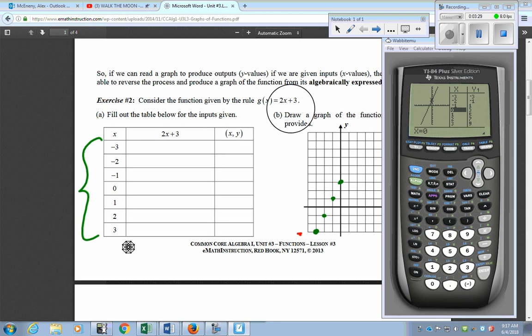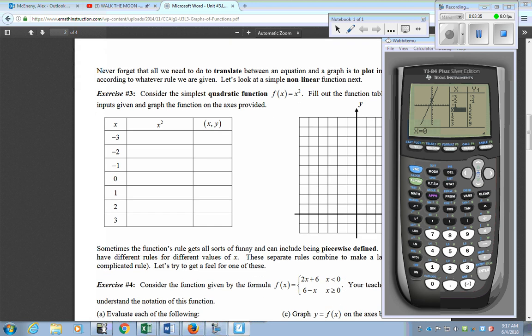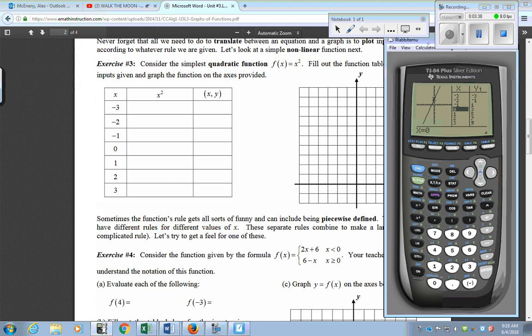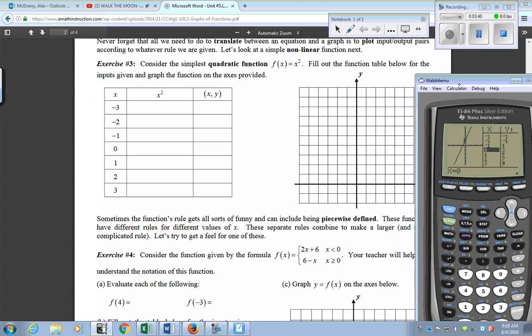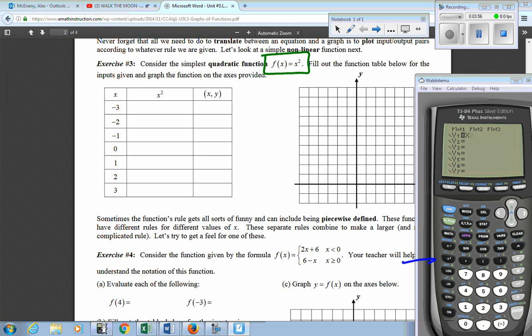Now if you go to the back of this page, you'll see another graph. We have the function f, which is just x squared. So for this one, you're going to hit the y equals button, hit clear, then hit the x button, and then the squared button is located down here.